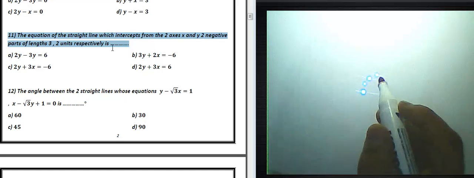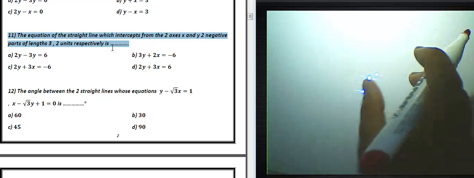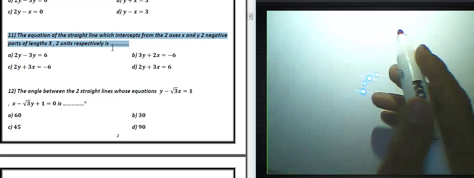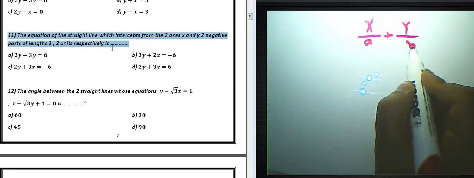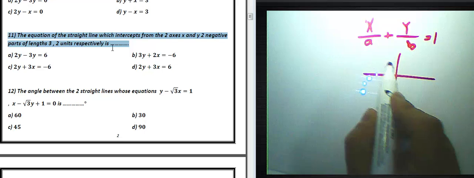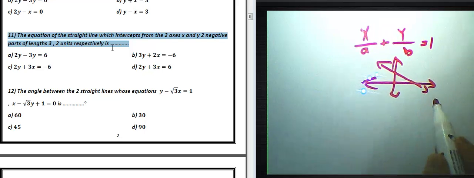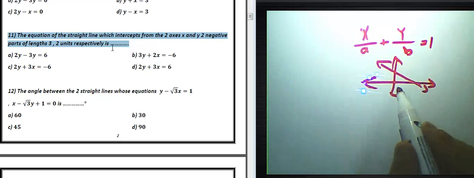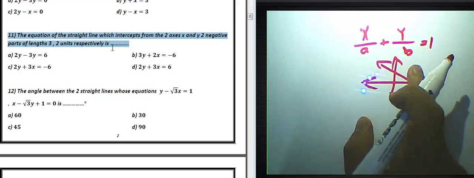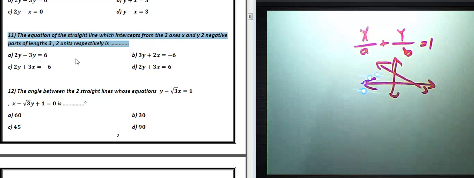Question 11, the equation of the straight line which intercepts from the two axes, x and y, two negative parts of length 3 and 2 units respectively. Okay. You can write the equation: x over a plus y over b equals 1. Do you remember this equation? a and b refer to the two intercept parts on x and y. But in this example, he tells us the part on y will be negative. So here, it will be negative 2, and x will be 3. Here, 3 and 2? Yes, 3 and negative 2. Look at this word, 3 and 2. But 3 positive and 2 negative.